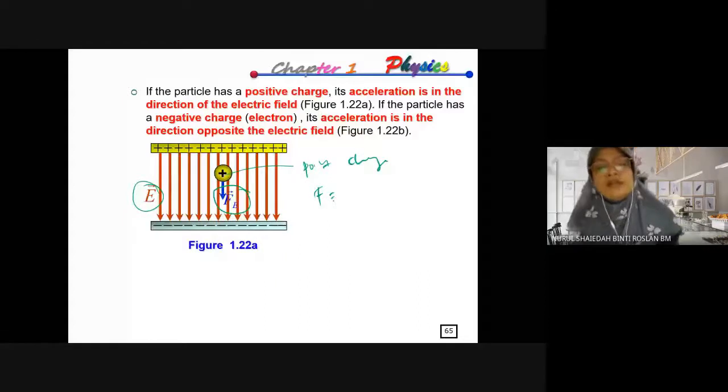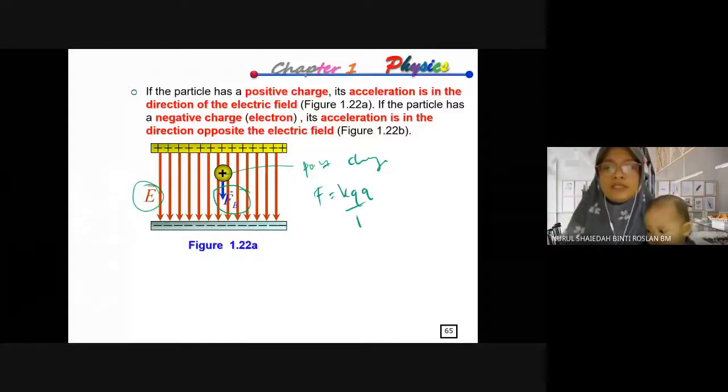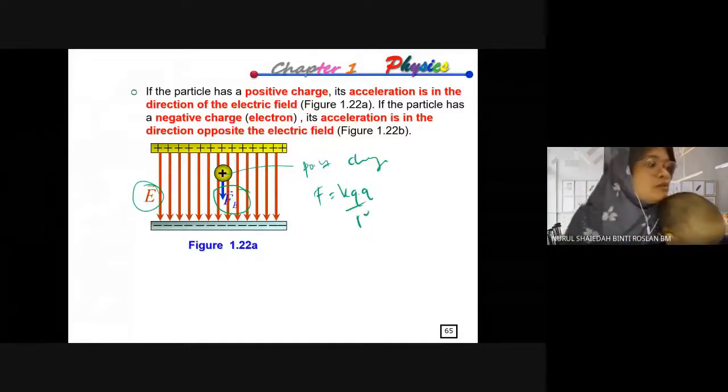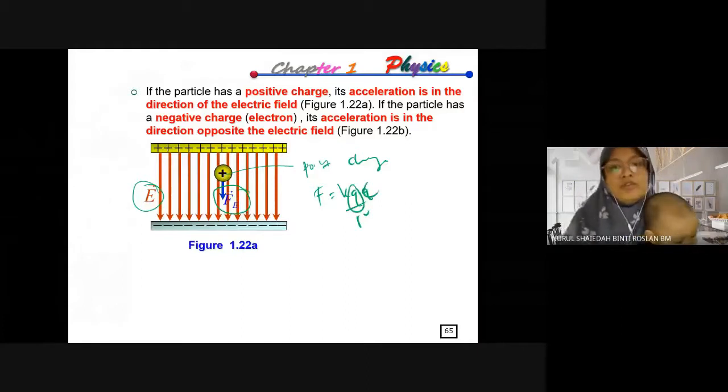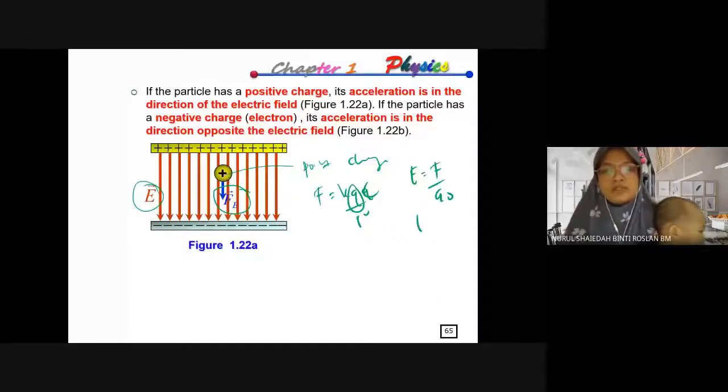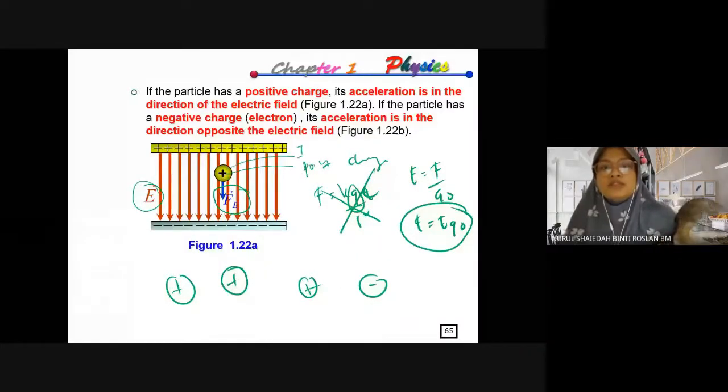F equals to KQQ over R squared. But we cannot use this formula. Kenapa tak boleh guna formula ni? Sebab formula ni adalah antara dua point charge. Dia antara dua charge. So that's why untuk formula ni, you kena guna formula satu lagi. Iaitu formula E sama dengan F over Q naught. So F sama dengan E Q naught. Formula ni tak boleh. Kenapa ini tak boleh? Ini berlaku bila antara dua charge. Antara positif atau positif negatif. Dalam kes ni you hanya ada satu. You ada only one je. So that's why you tak boleh guna formula KQQ over R squared tu. So you kena guna formula yang ini.